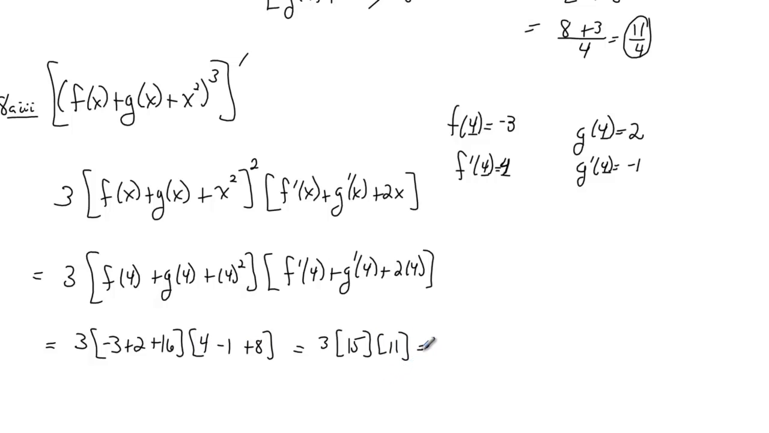Okay, so here we're going to have 3 times 15, which is 45, times 11. Let's go ahead and do 45 times 11. 5, 4, 5, 4, 5, 9, 4, which gives us a value of 495. So notice we were able to find this using our product rules, our quotient rules, and here we had to use our chain rule.